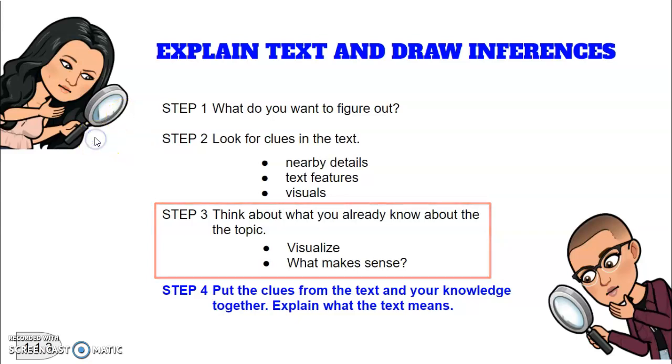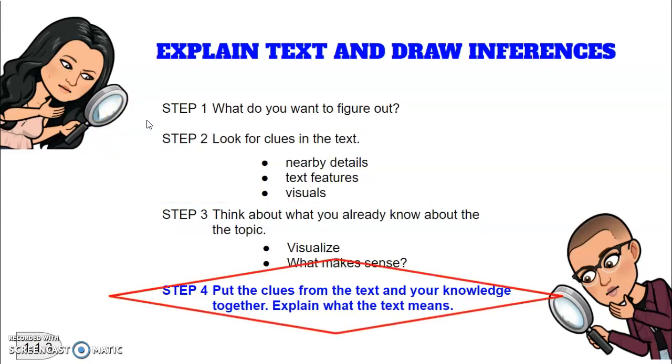And our last and final step is we put all of these clues together and we make that inference. But when we make that inference, we need to make sure we back it up with text evidence and things that we already know, or our schema.